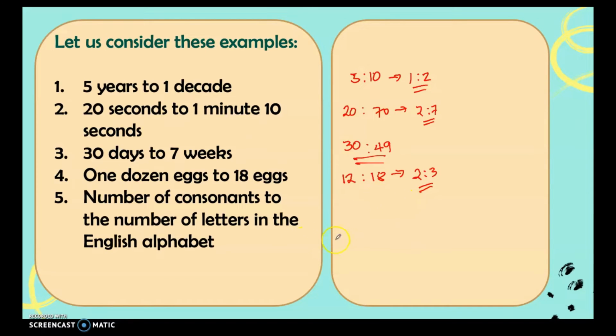Last example. The number of consonants to the number of letters in the English alphabet. So we know that the number of consonants is 21, and the total number of letters in the alphabet is 26. So let's see if we can still get the lowest term, 21 and 26. 2 cannot be, and 3 cannot be. So this is our final answer.